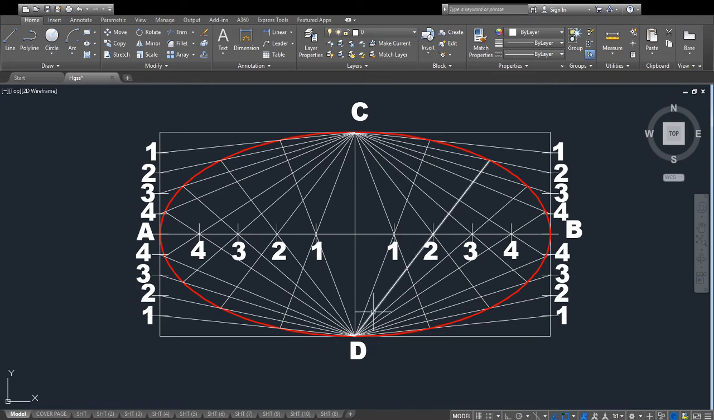After that we draw a line from D through 1 at the major axis to line 1, a line from D through 2 at the major axis to line 2, the same thing. From C, the same thing, and at the end we come up with this, an ellipse in a rectangle.